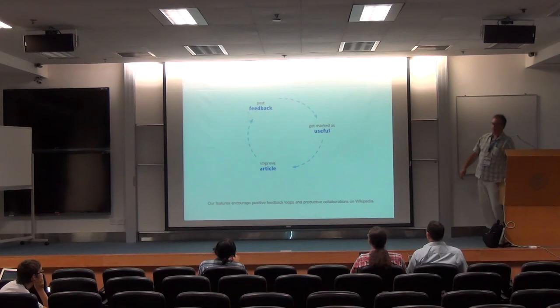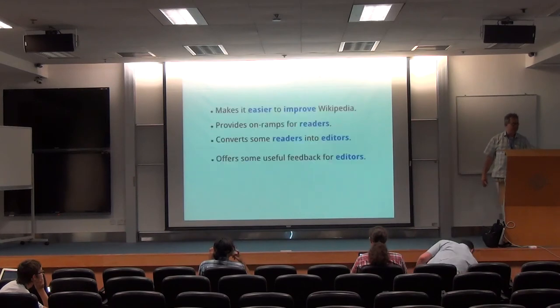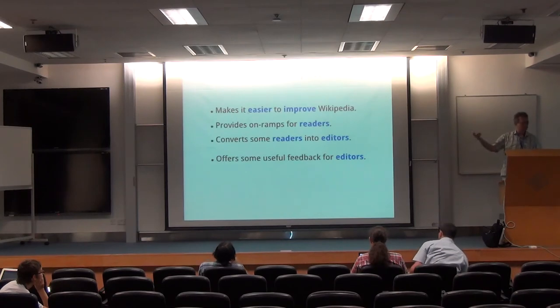The last point that I will make is that this tool seems particularly effective for engaging readers. They post feedback, their feedback gets marked as useful, they receive a notification about that. That can help them improve the article, or that can help an editor improve the article if they receive the notification about this new useful feedback. So overall, it's a really nice virtuous cycle. We think actually it has a lot of benefits if it can be managed effectively. So the overall impact makes it easier to improve Wikipedia, provides on-ramps for readers to participate, converts some readers into editors, and offers some useful feedback for editors.